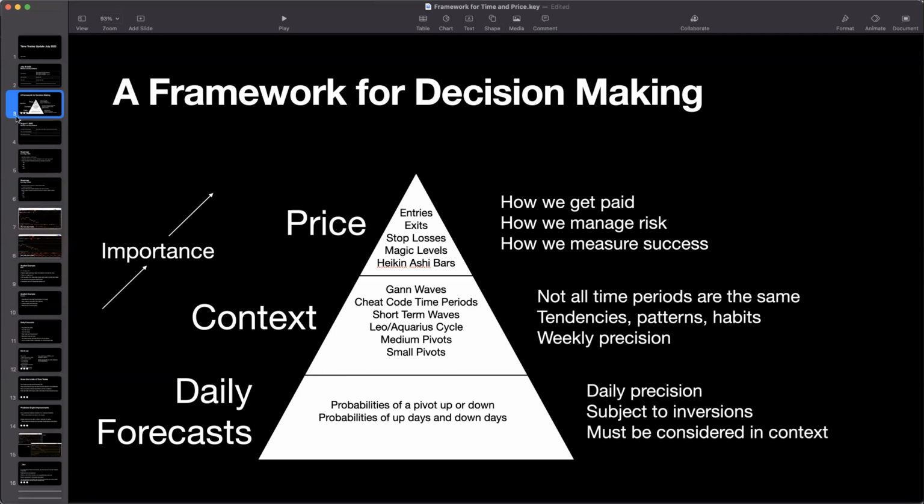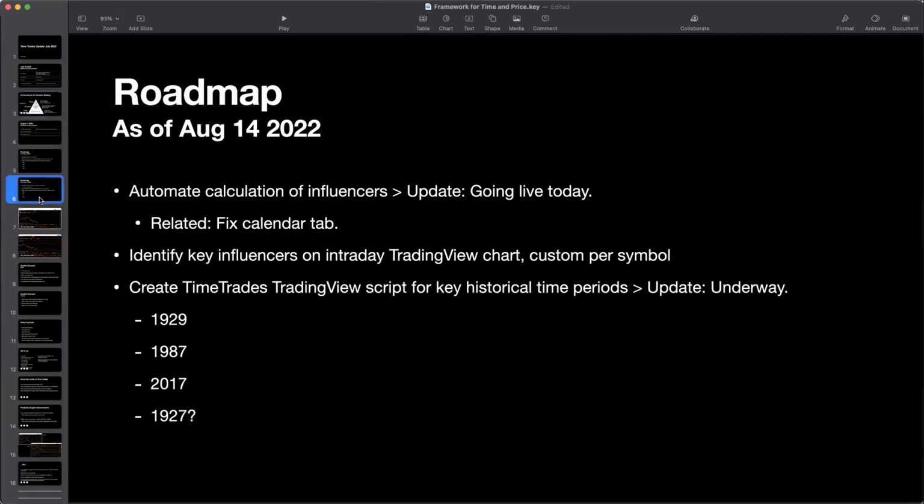Okay, I also want to give a little update here on the roadmap. There's no change to what I'm working on. I just wanted to give an update. So automating the calculation of influencers. This is going to be going live today. I worked on that this week. So we're going to be able to update 4 symbols per day. It takes about 5 hours to update and recalculate the influencers for only 4 symbols. So we're going to be incrementally working our way through that backlog. And I'm going to automate that so that every day we can calculate influencers for another 4 symbols.